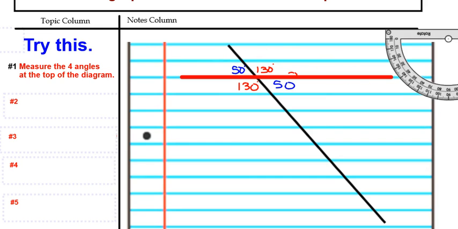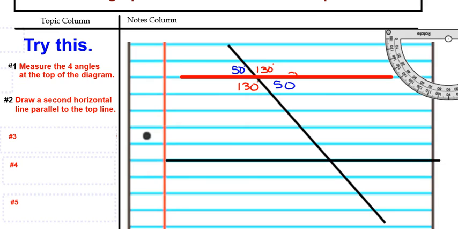And now we're going to move on to step number 2. It says draw a second horizontal line parallel to the top line. Because this is notebook paper, all of the lines are parallel. So I'm going to go down below and pick any line that I want. It doesn't matter. And I'm going to draw a horizontal line right there. You can draw it wherever you want. It doesn't matter. I went down 1, 2, 3, 4. I went down 5 lines. You can go down however many you want.